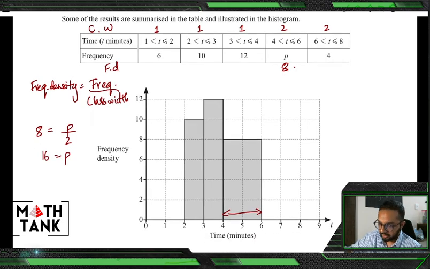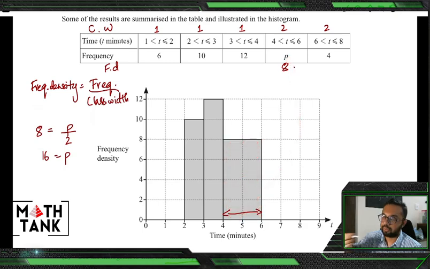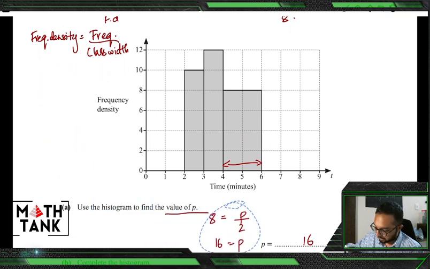What is the other way of thinking about it? Remember that on a histogram, the area of the bar is equal to the frequency. You could have also done that. So the area of the bar indicates frequency. 8 into 2 then gives me 16 as well. So that's 16. I can move this working here just to show the examiner that that's what I've done.